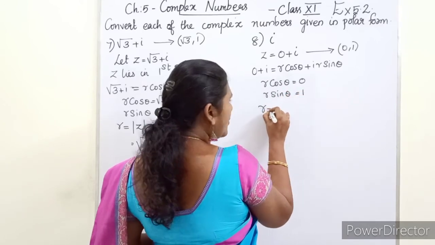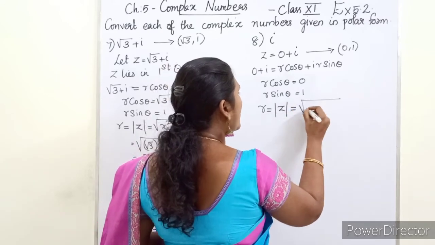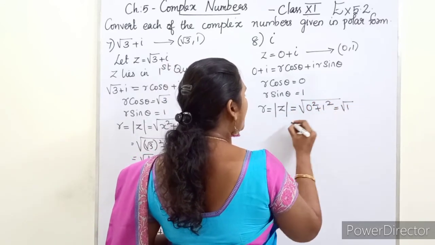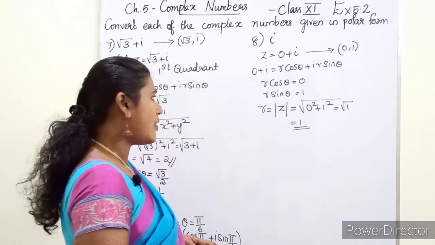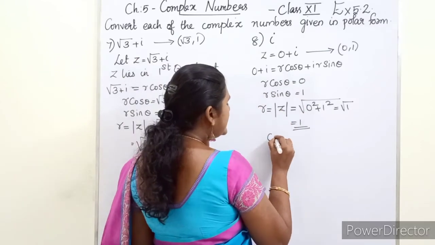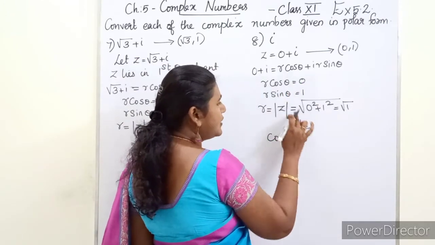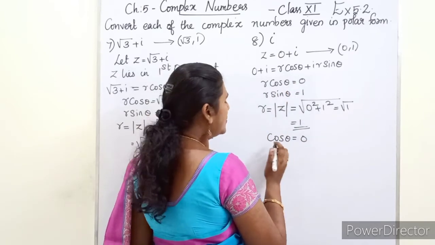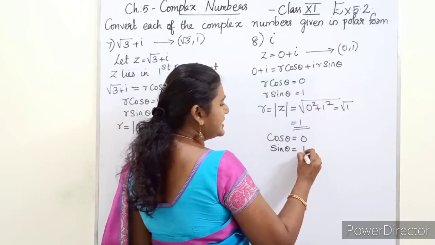Now we will find out the value of r, that is modulus of z, root of 0 square plus 1 square, that is root 1, is equal to 1. So the value of r is equal to 1. Now cos theta is equal to 0 by 1, since the r value is 1, so cos theta is 0 by 1, equal to 0, and sin theta is equal to 1 by 1, that is 1.